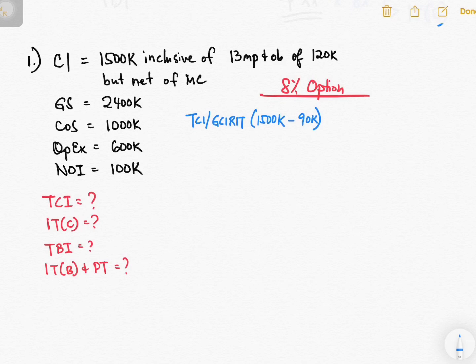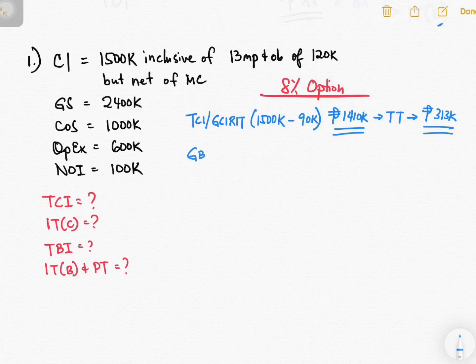So here you have 1,410,000. This is your taxable compensation income, which you will use in your tax table to get your income tax due on compensation. I already computed this one. The answer is 313,000. Now let's compute your taxable business income.